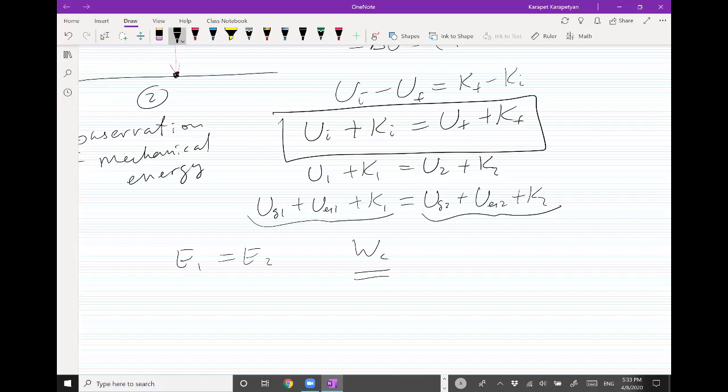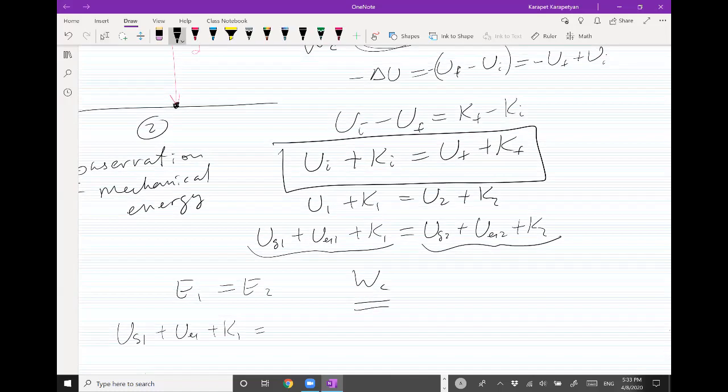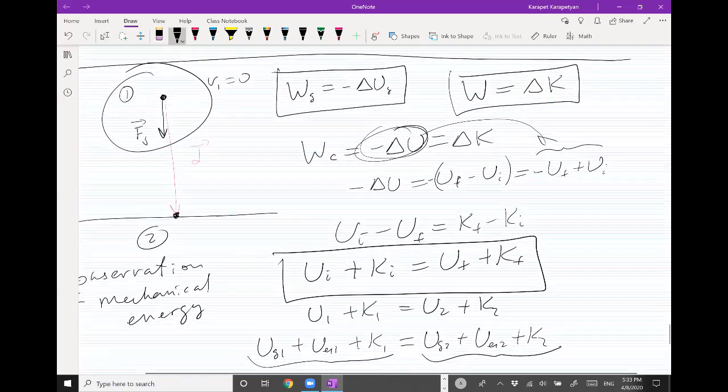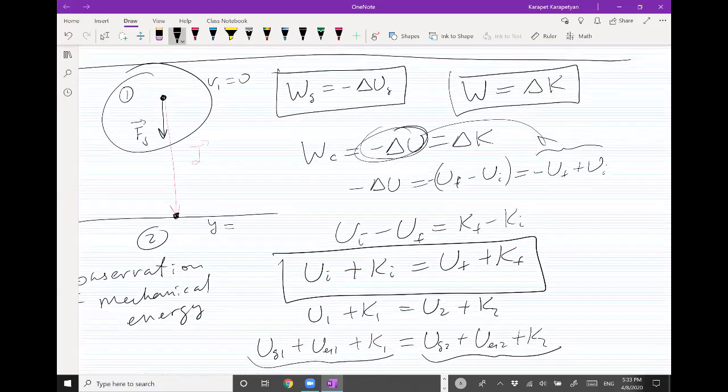What is the energy at point 1? It is the sum of the energy types at point 1, which is gravitational at point 1, plus elastic at point 1, plus kinetic at point 1. And this is equal to, let's say point 2 is the ground, the gravitational at point 2, plus elastic at point 2, plus kinetic at point 2. Now I'm going to take point 2 to be my reference point, 0.